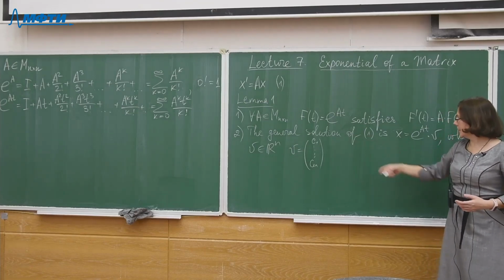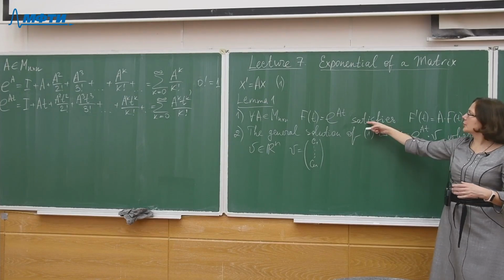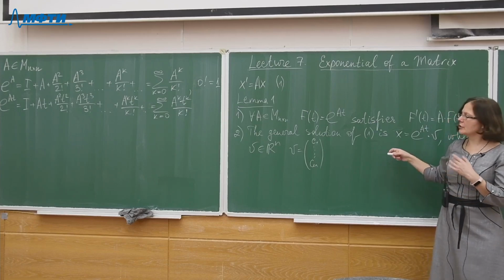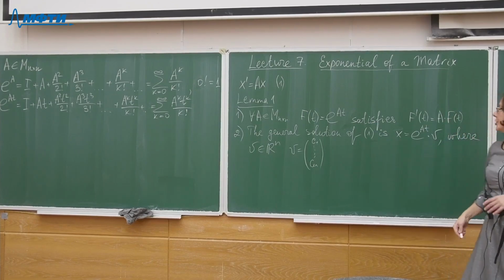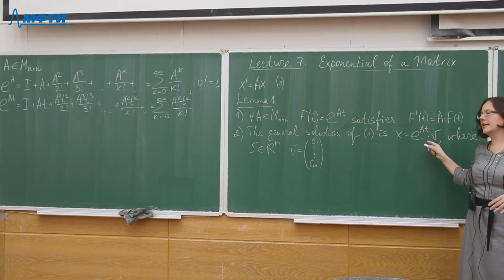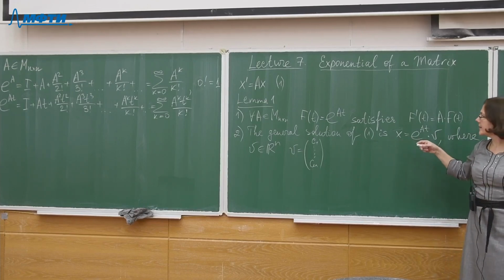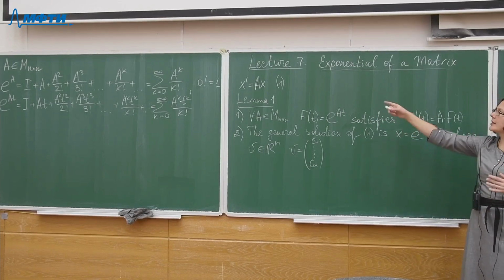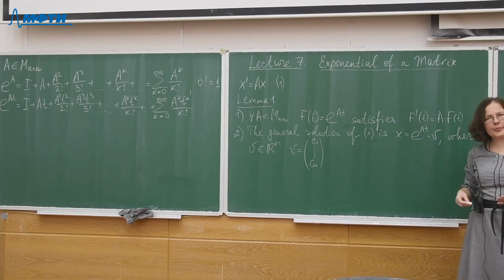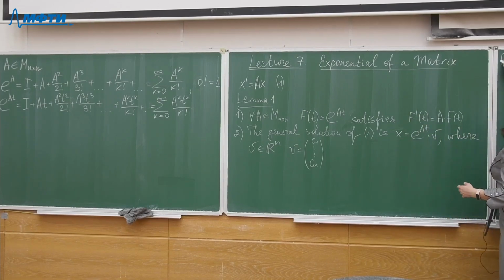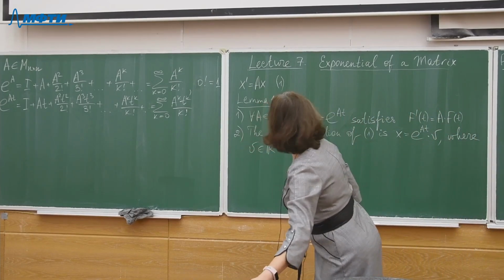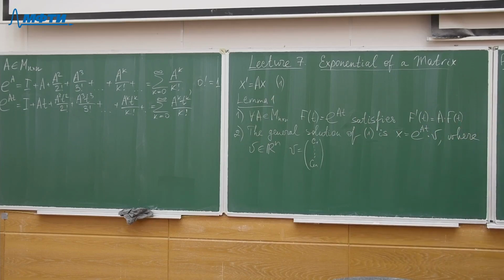But we will prove, so first we will prove the first statement, and after this, to prove statement number 2, we need to show that any vector x found by this formula will satisfy our equation, and any solution of our equation can be represented in this form. Well, so let's start to prove. Okay, first of all, we need to prove statement number 1.